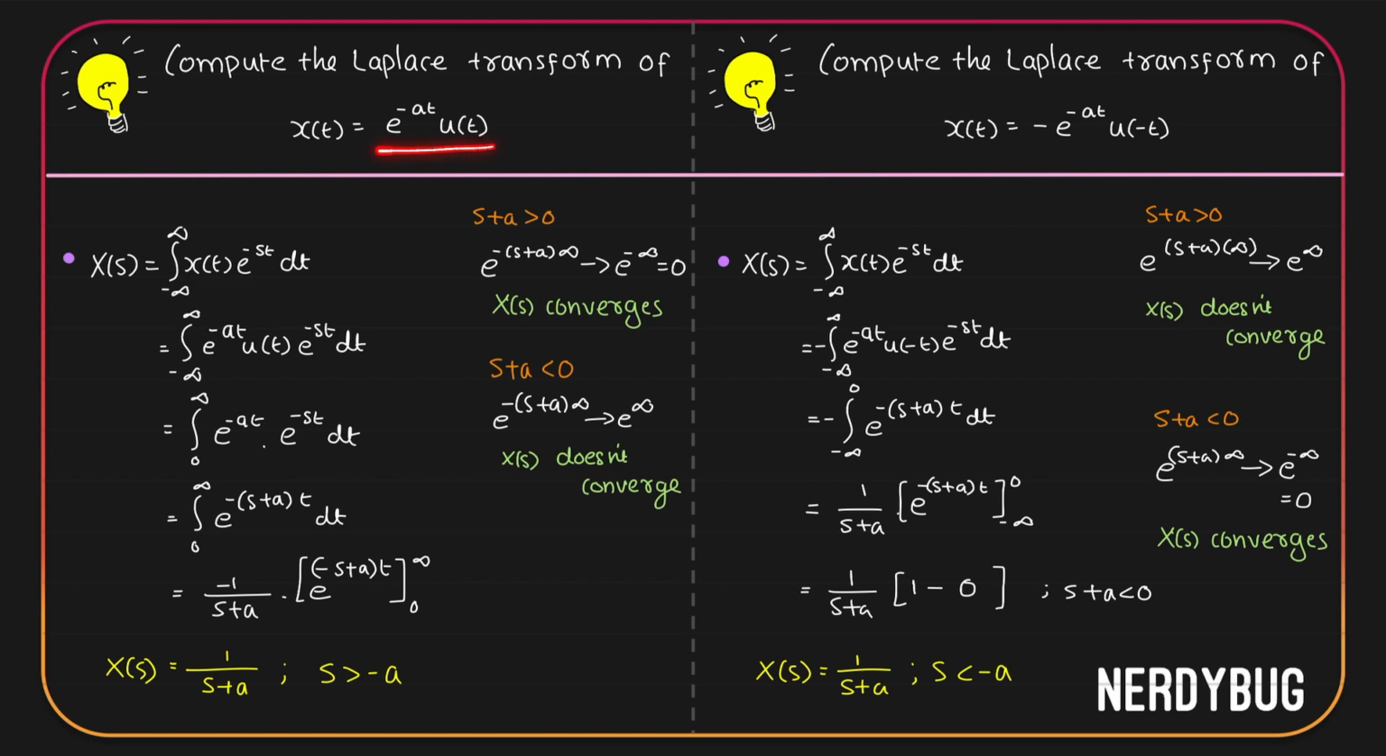We started with an x of t equal to e raised to minus at u of t. Its Laplace transform is 1 by s plus a. The next one was minus e raised to minus at u of minus t, but its Laplace transform is also 1 by s plus a. So how did we differentiate them? The first one converges if s is greater than minus a. The second one converges if s is less than minus a.